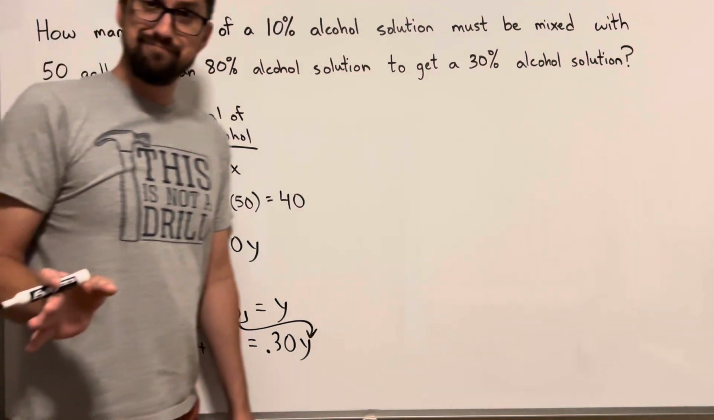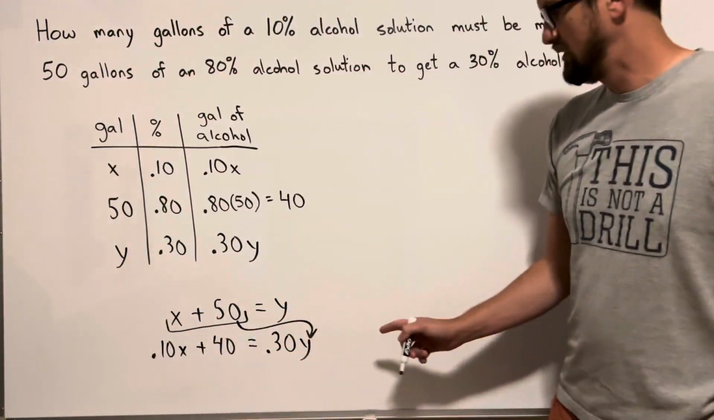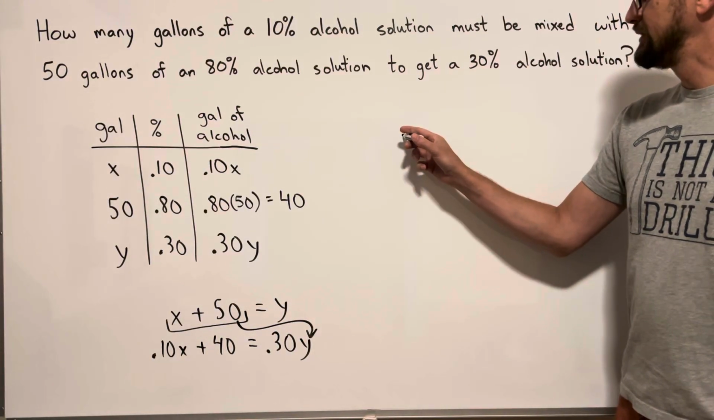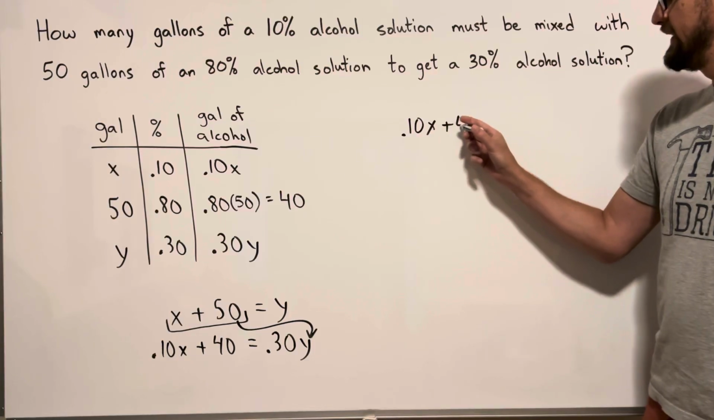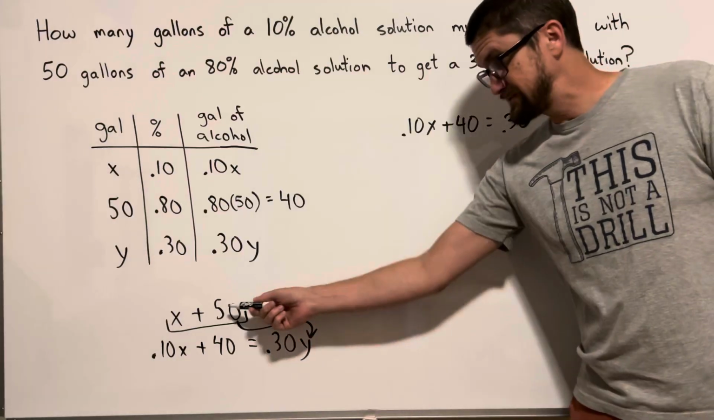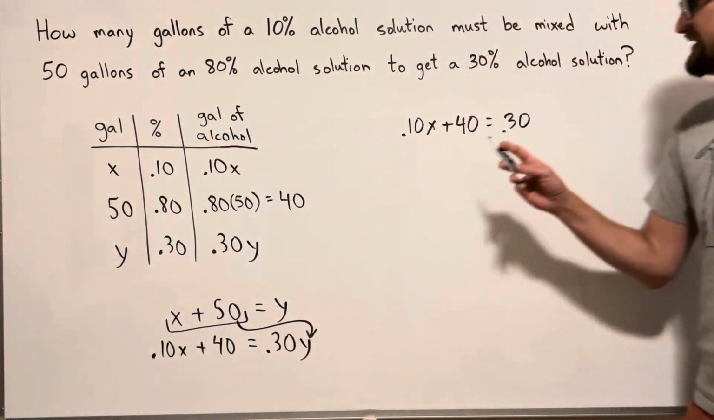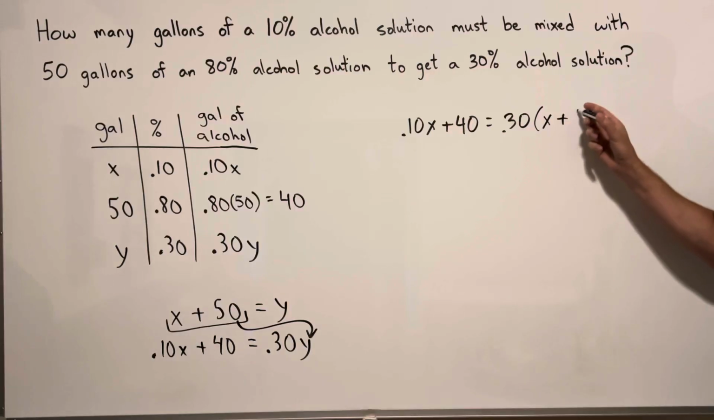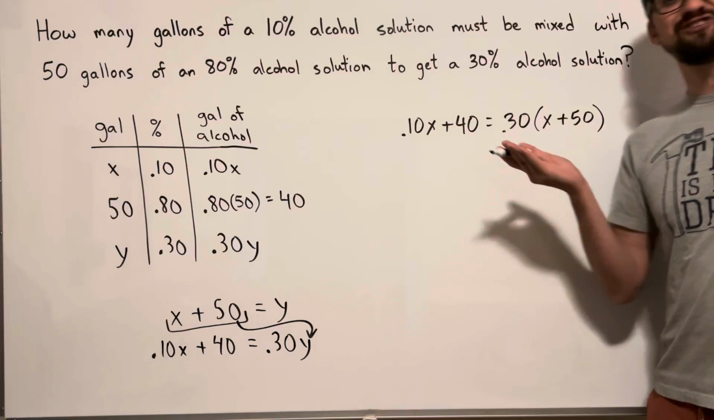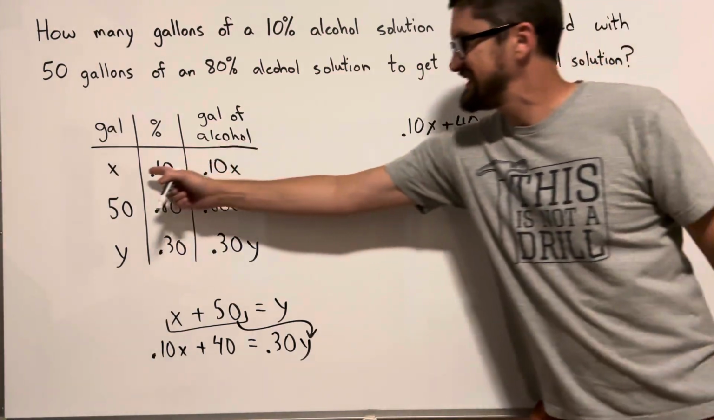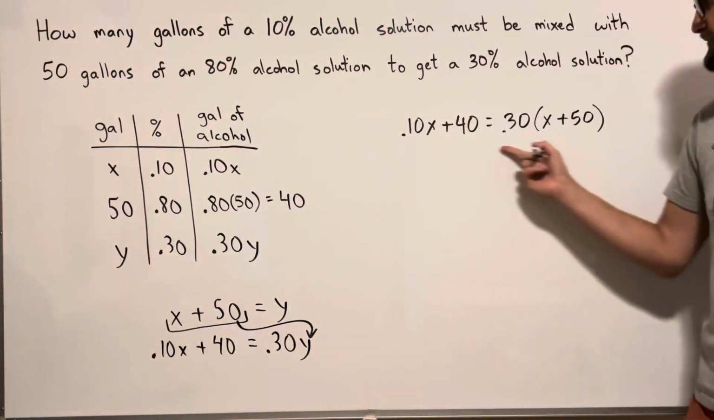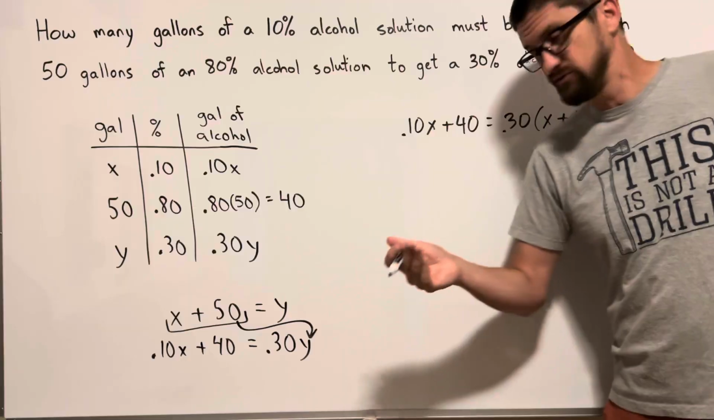So I'm going to rewrite that bottom equation, but instead of Y over here, I'm going to put X plus 50. So we have 0.10x plus 40 equals 0.30 times X plus 50. You need to put X plus 50 in parentheses. And look, I have an equation with just X in it. And X is the gallons of the first container, which is what I'm looking for. So when I solve this for X, that's going to give me my answer to the problem.